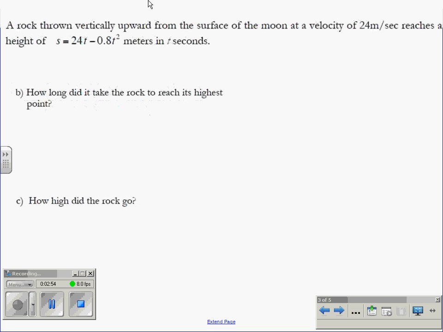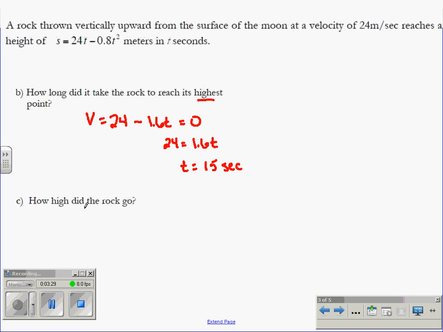Now we ask some questions based on that. How long did it take the rock to reach its highest point? Remember that at the highest point, the velocity is 0. So we take the velocity, 24 minus 1.6t, and set it equal to 0 and solve. So 24 equals 1.6t, so t equals 24 divided by 1.6, which is 15 seconds. This is the time that it takes to reach the highest point.